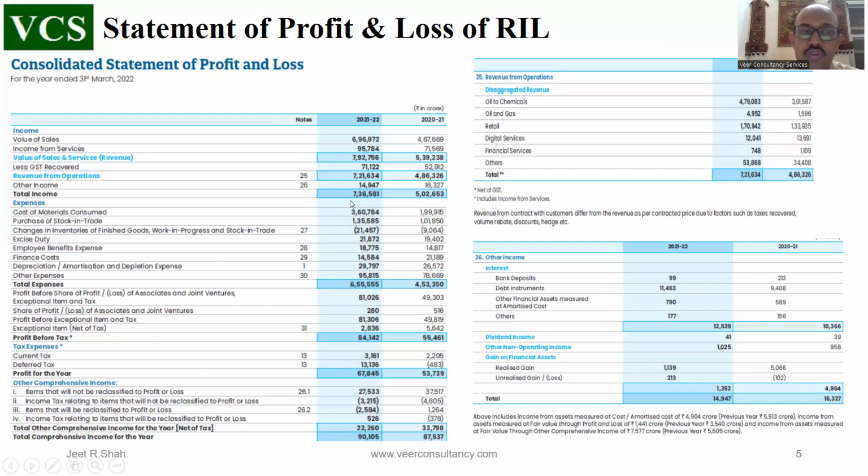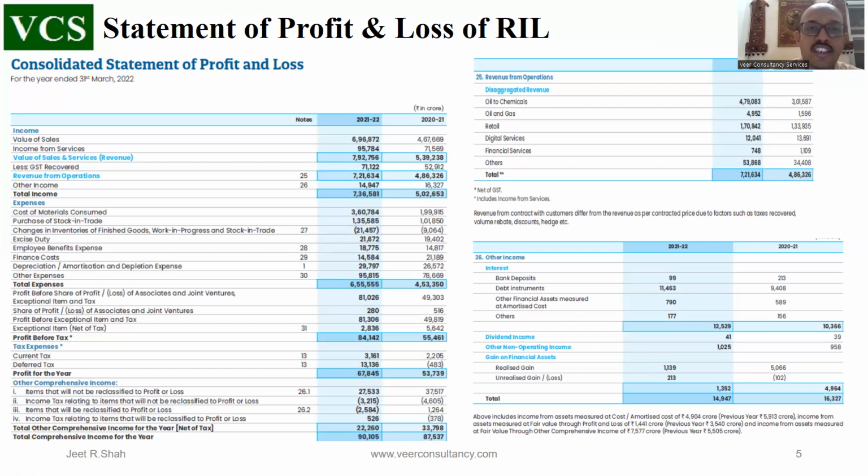So you can see over here that the income that you derive from your business is 7,92,756 crores, and that's on the gross basis, from which they have reduced the GST of 71,122 crores. So net revenue from operations comes to 7,21,634 crores. Vis-a-vis, the other income is 14,947 crores. So as a percentage of total income, other income is not that huge. It has to be so. Hence, it is known as the other income.